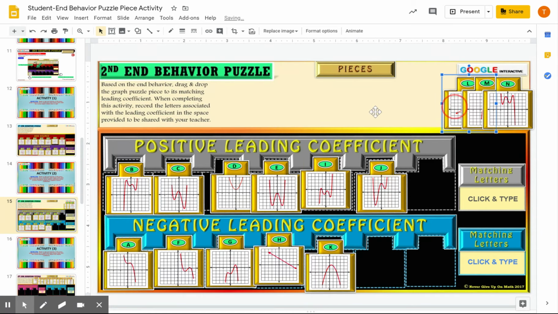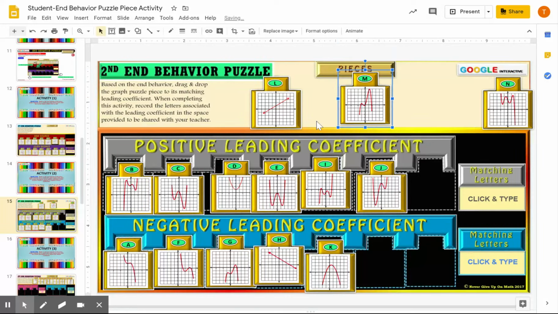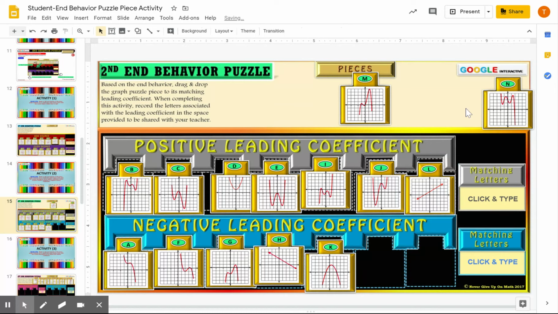All right, and then we have these last three, L, M, and N. Well, L is clearly pointing up on the right, so we're going to put that with positive. And then by elimination, we know that both of these have to go down here.